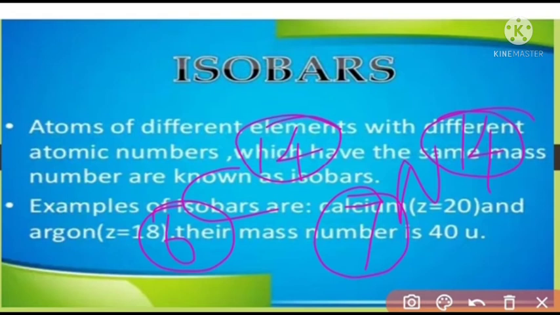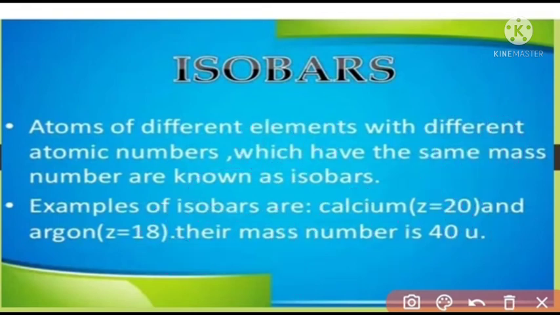So isobars should contain different neutron numbers also. Same atomic mass, different atomic number, and different number of neutrons. Here the number of neutrons is 8, and 8 plus 6 is 14. Here the atomic number is 7. So this is the isobar.